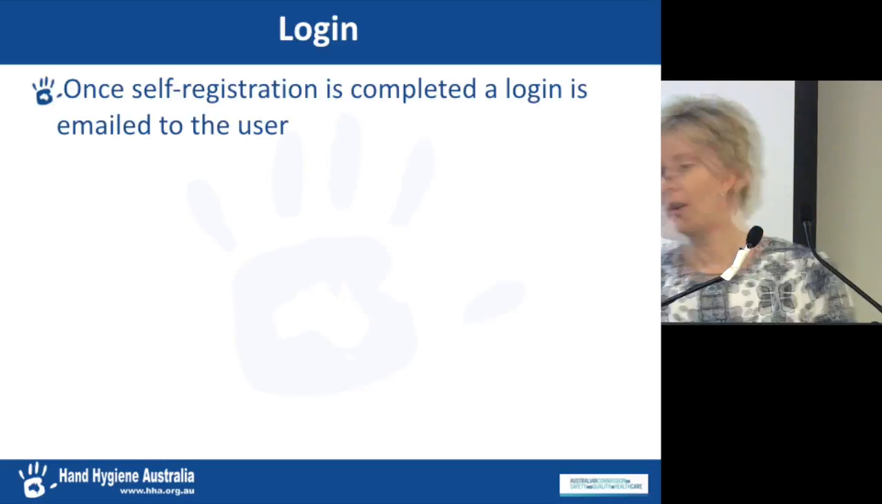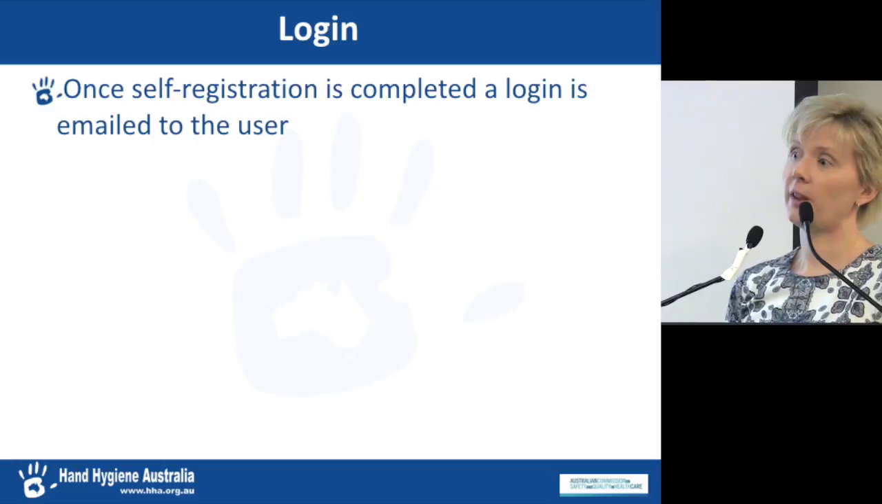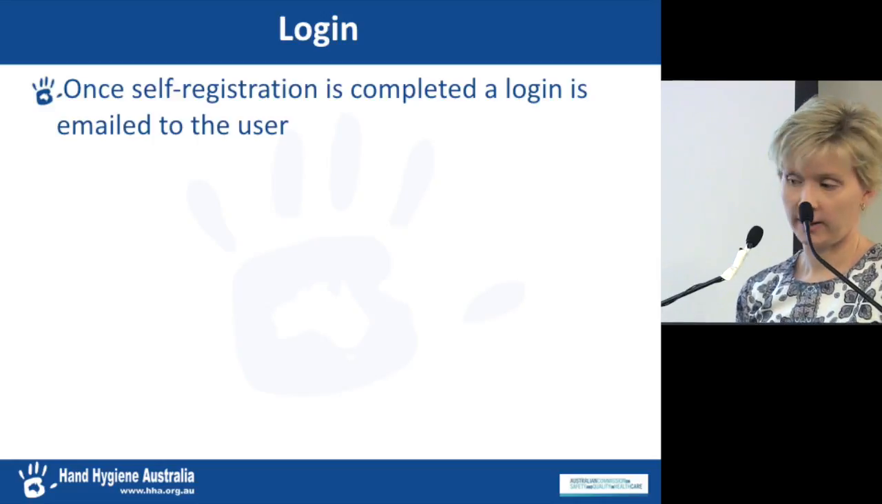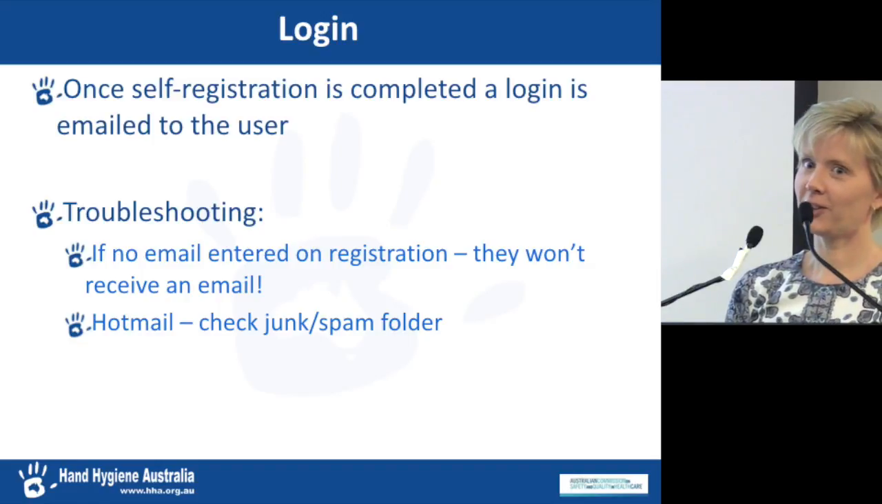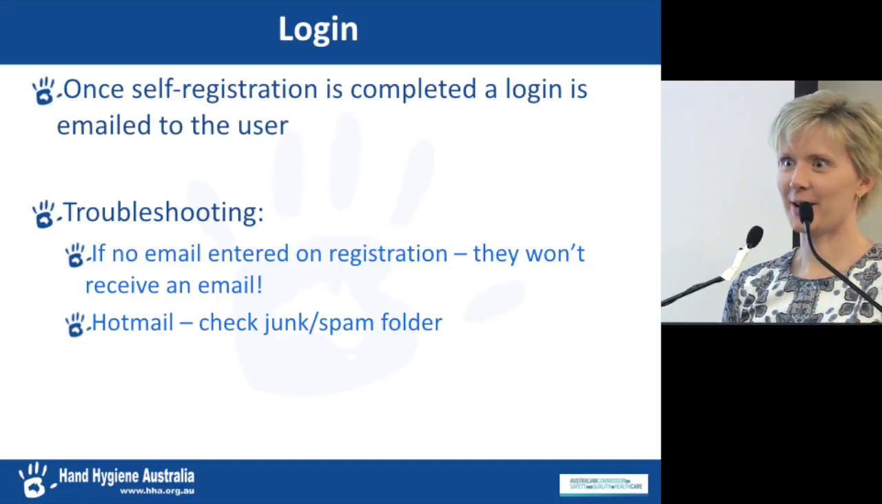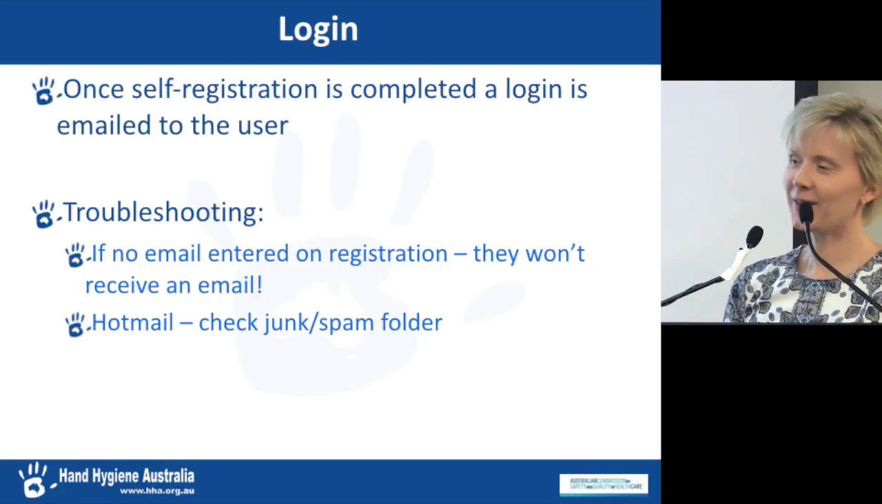So once self-registration is completed, a login for the system is sent to the learner via email if they've provided an email address. If they didn't provide an email address from registration, they won't get an email with their login details. Seems reasonably obvious, but maybe not.